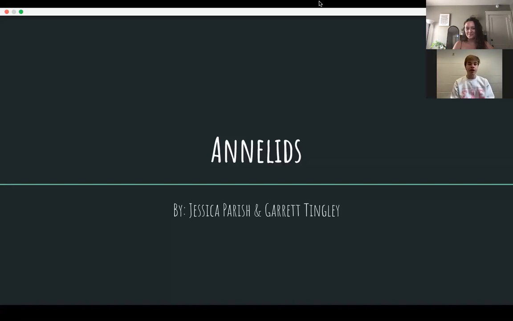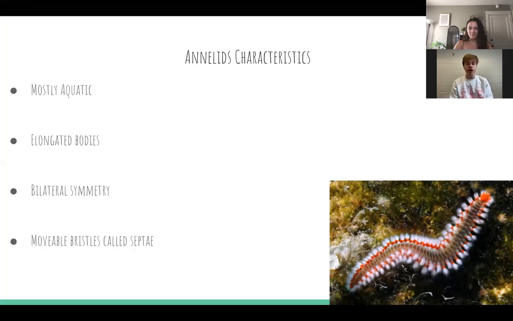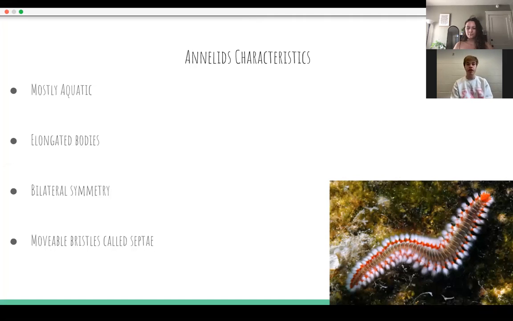We got the taxonomic category, annelids, and this project was completed by myself, Garrett Tingley, and Jessica Parrish. Starting off with the distinct characteristics that make annelids into their own category.